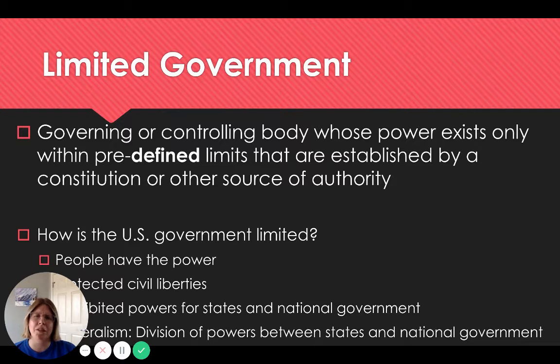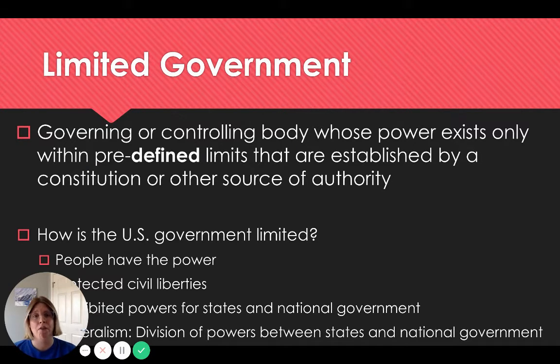Different ways in which the US government is still limited is that the people have the power. The power comes from the people. We have protected civil liberties, like you have the right to own a weapon, you have the right to free speech, to assemble, to follow whatever religion you want or not follow whatever religion you want. The state can't establish a religion too. There are also prohibited powers. There are specific things in the Constitution that the states and national government are both forbidden from doing.